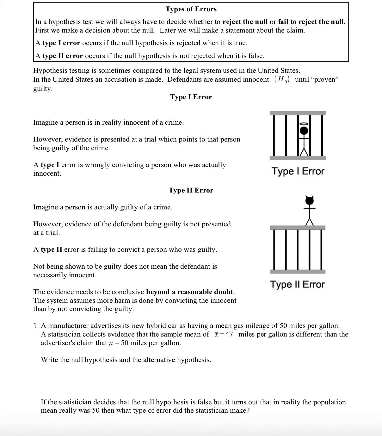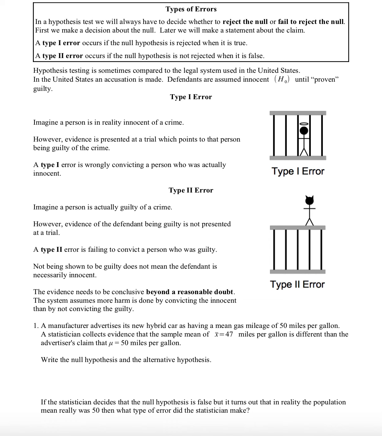In the U.S. justice system, evidence needs to be conclusive beyond a reasonable doubt. And the system assumes more harm is done by convicting the innocent than not convicting the guilty. Let's see how all this applies to statistics.